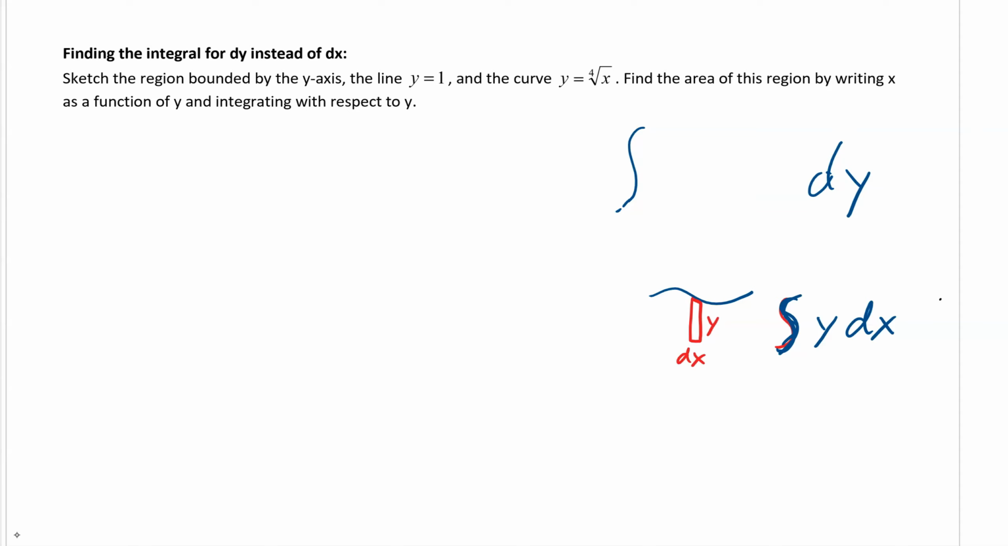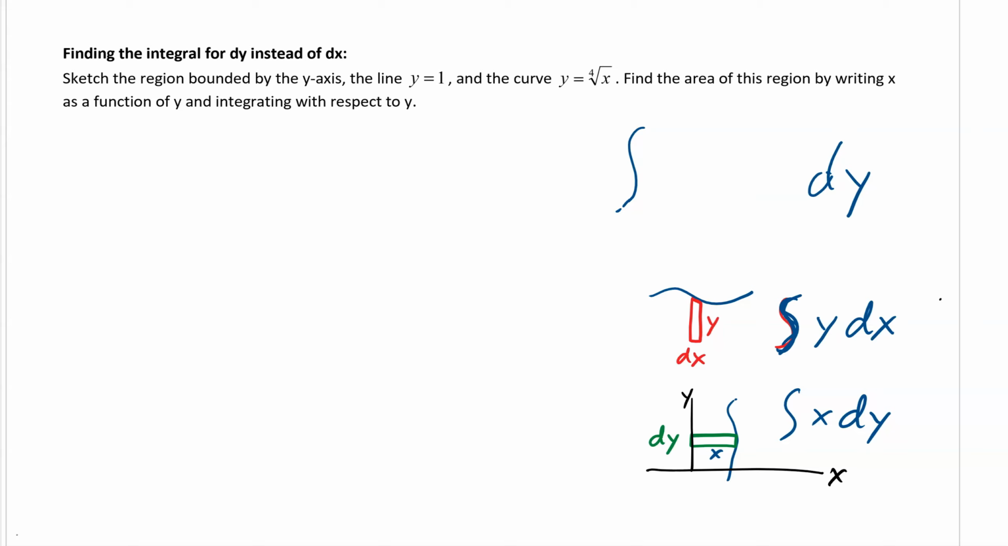Now what we're going to be doing is looking at the function this way. So our rectangle is now turned horizontal. That gives us a width of dy, because that's now on the y-axis. And the height would now be an x, because that is on the x-axis. So we end up getting this integral of x dy. So what we're going to be doing now is basically rotating our graph and looking at it. And here's the reason why.